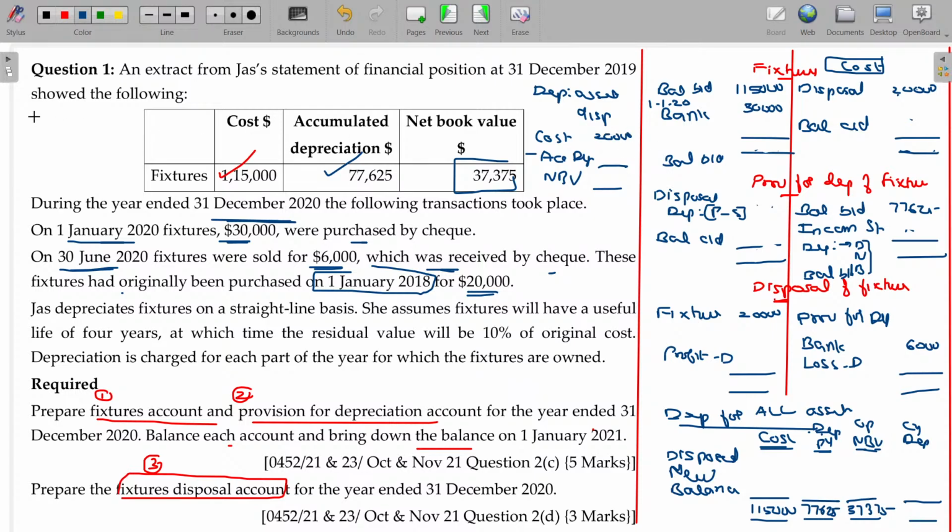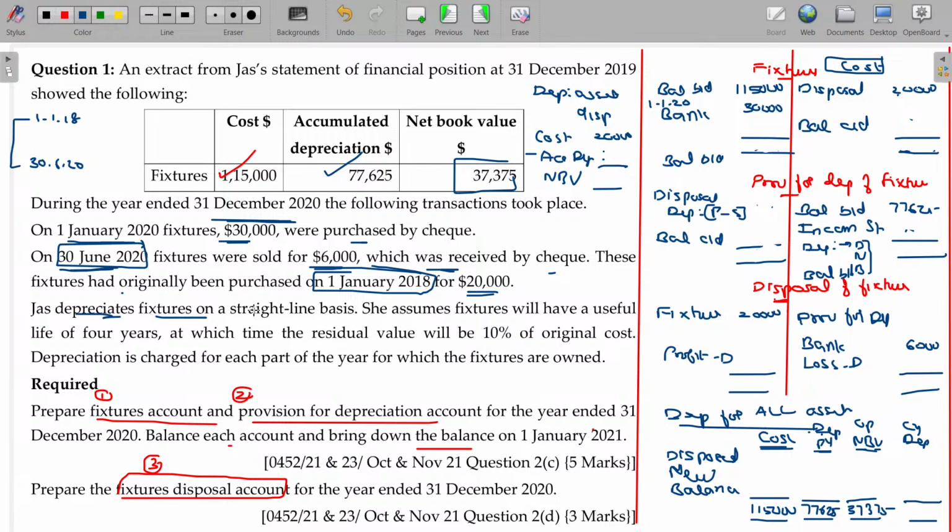This was originally purchased on which date? 1st January 18. Date of disposal being 30/6/20. This is the period this asset was used. Now we have to find out the depreciation for this period. That will be the accumulated depreciation to be posted here. We'll work out that later on.